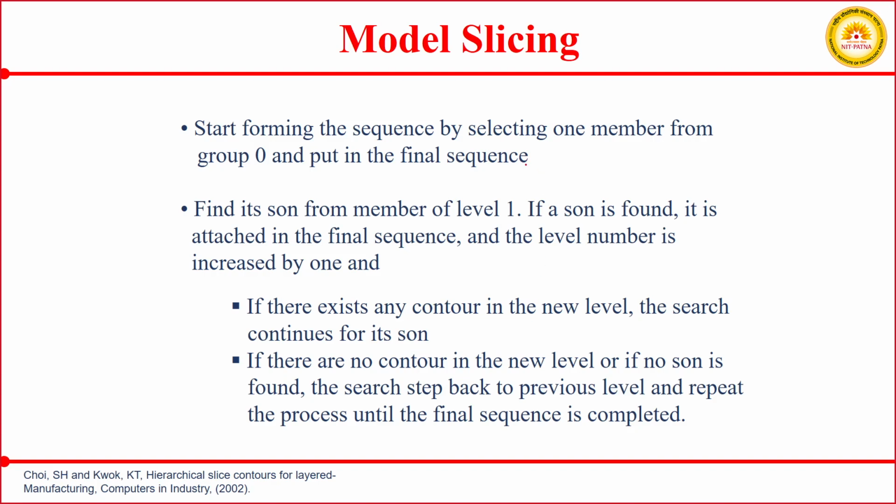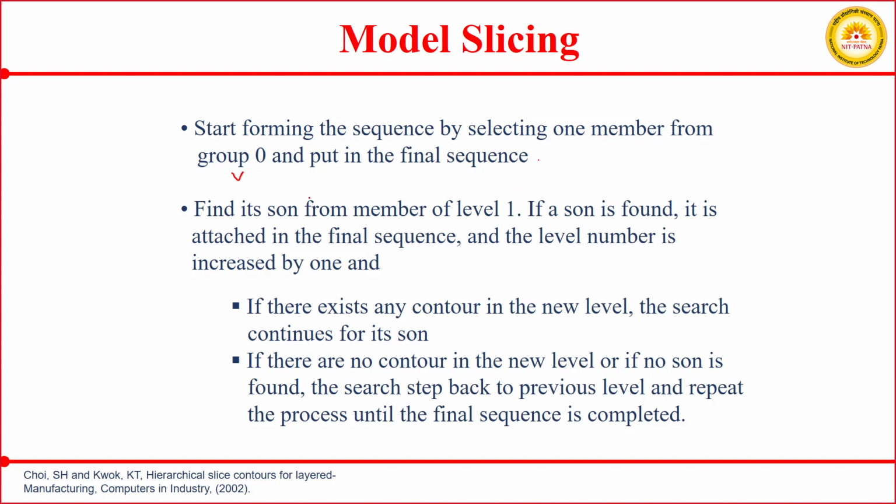So then how we need to sort out, okay, how we will identify which contour has which level number, and how these contours should be connected or grouped for saving this data in the computer memory. Okay, so these are a few steps that we need to consider. That is, start forming the sequence by selecting one member from group 0, then put it in the final sequence.